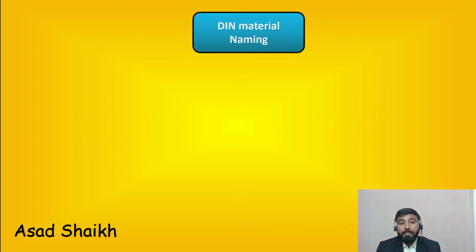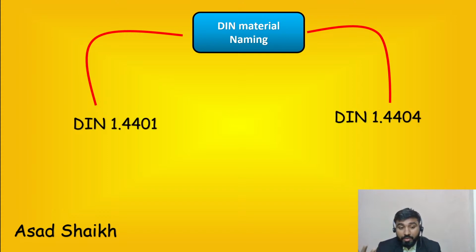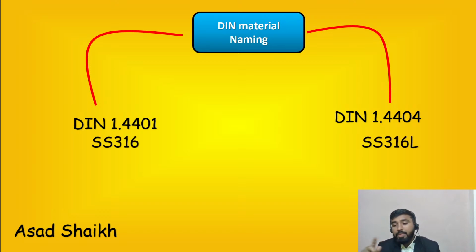Okay. That being said, the DIN is another numbering system which is more confusing. 1.4401 has nothing to do with 316 mentioned anywhere near it, but it is the 316 grade, and if it ends with 04, it's 316L. So again, in this, you don't know whether it is forged or cast. So the first thing is you should know which kind of material your application requires.